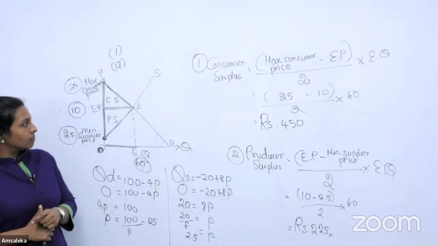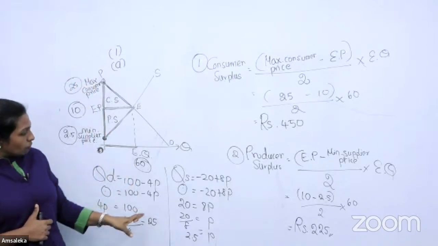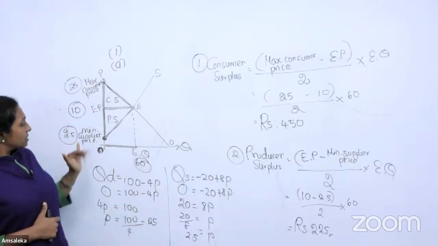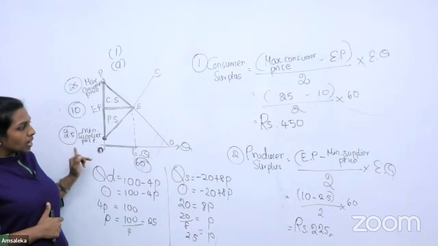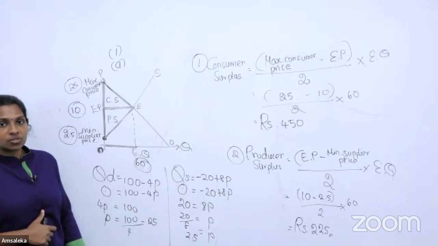Okay. So, EP and EQ you found. After that, we did some of the workings to find out the maximum consumer price and minimum supplier price. Therefore, we found the answers for consumer surplus and producer surplus. Okay. Right.